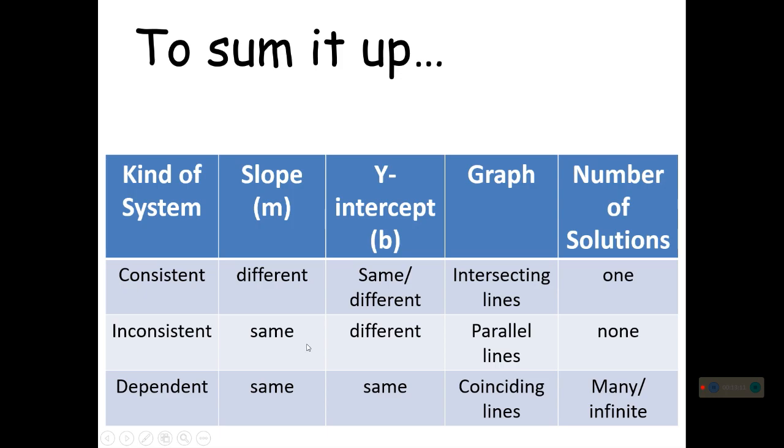And then, if your slopes are the same or equal, and you have different or unequal y-intercepts, the kind of system will be inconsistent, the graph will be parallel lines, and there will be no solution. And for the third type, if the slopes are the same and the y-intercepts are also the same, the kind of system will be dependent, the kind of graph will be coinciding lines, and the number of solutions will be many or infinite.